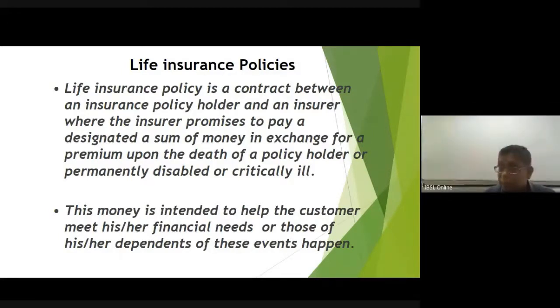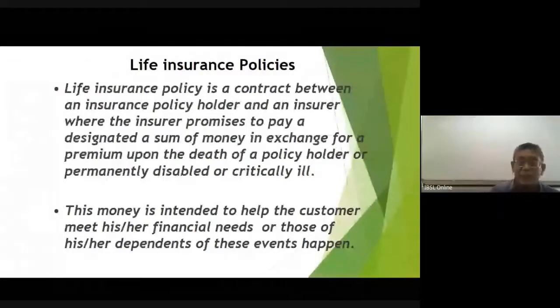Now remember, this is life insurance. If something happens to your life, or maybe you are permanently disabled, or critically ill. Maybe death, or maybe you are still living but disabled, or have some critical illness. If you come across something like that, the insurer promises to pay the designated sum of money to the policy holder. Say, for example, you got a policy for 2 million or 3 million. The policy holder gets that benefit from the insurance company.